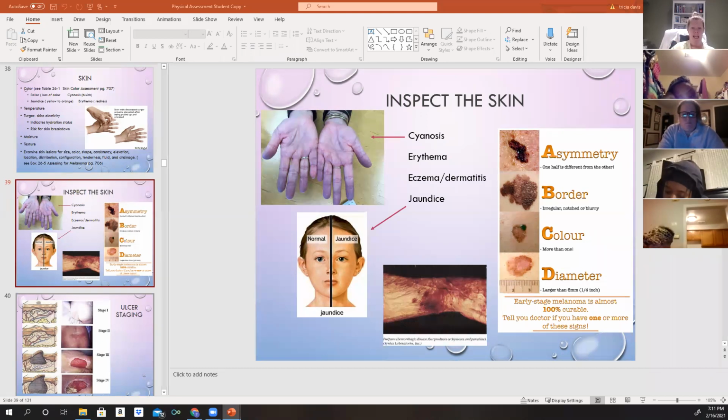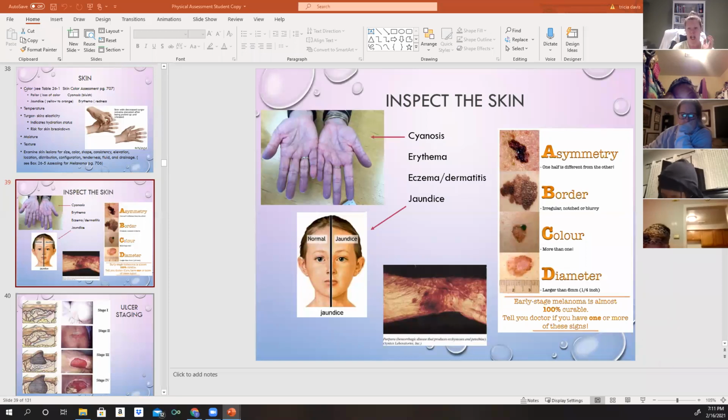And then you want to look at that diameter. So melanomas are usually large in diameter. They're usually longer than the size of an eraser on your pencil, which is 1/4 of an inch or 6 millimeters. But sometimes when they first start out, they're smaller, obviously.